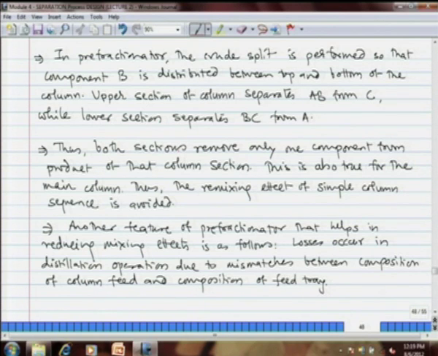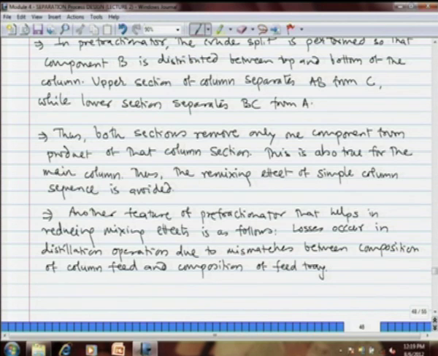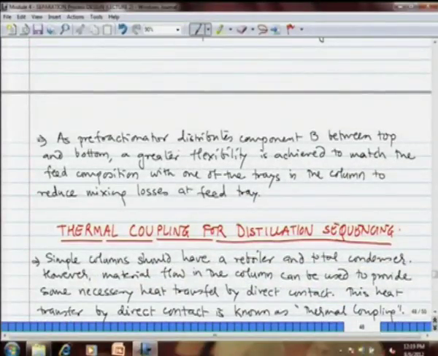Another feature of the pre-fractionator is that it helps in reducing the mixing effect. Losses occur in the distillation operation due to mismatches between the composition of the column feed and the composition of the feed tray. But here the feed is being split into two parts, one part which is richer in A, one part which is richer in C, and then these are coupled to the main column. So, as the pre-fractionator distributes component B between top and bottom, greater flexibility is achieved to match the feed composition with one of the trays in the column to reduce the mixing losses.